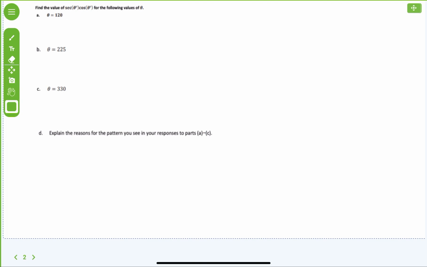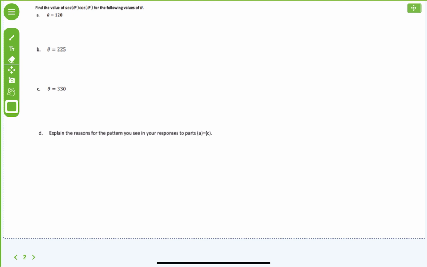And this says find the value of secant and cosine for the values of theta. Okay. So we have theta is equal to, sorry, this is not the sec, we're not finding, well, we are finding the secant of theta and the cosine of theta, but we're multiplying those together. Okay. Oh, this is silly.